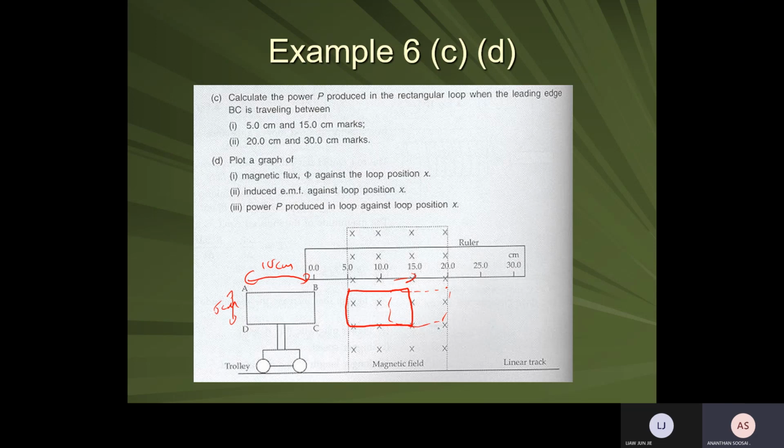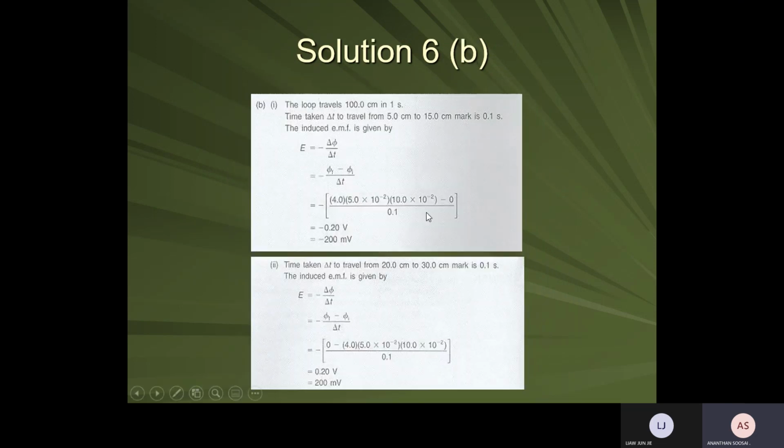Over the time, what is the time? How do you get the time? The speed is 100 centimeters per second, right? So from the speed you can find the time. If you travel 100 cm in a second, here you travel only 10 cm. So 10 cm, what is the time taken? 100 cm takes 1 second, so 10 cm takes 0.1 seconds. You get it from the speed, right? So you can find the EMF. The rate of change of magnetic flux linkage is your EMF. So that's the working here. We've done this many times. I hope you got the idea.